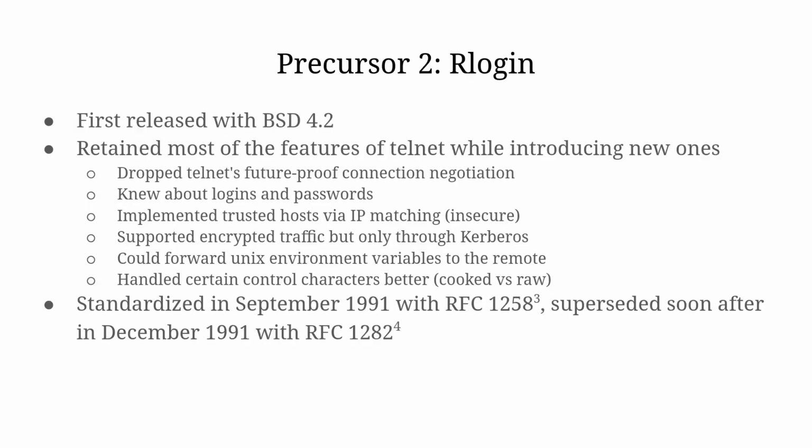The next precursor we'd like to talk about is called rlogin. It was first released with BSD 4.2, which, if you're not familiar with, is the open source distribution of Unix that was started by the University of California, Berkeley, and has since been turned into several other projects such as OpenBSD, FreeBSD, and another little project you may have heard of called macOS.